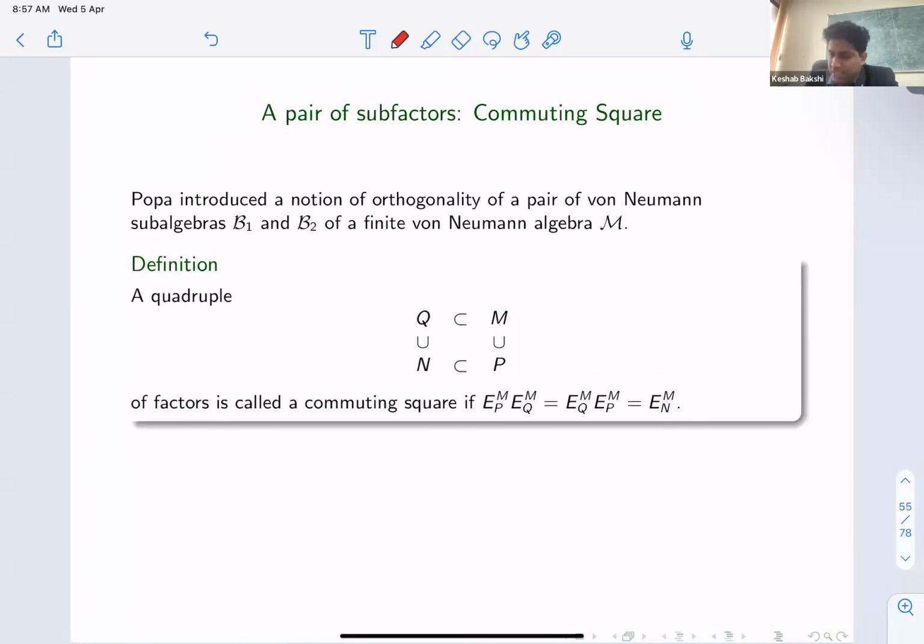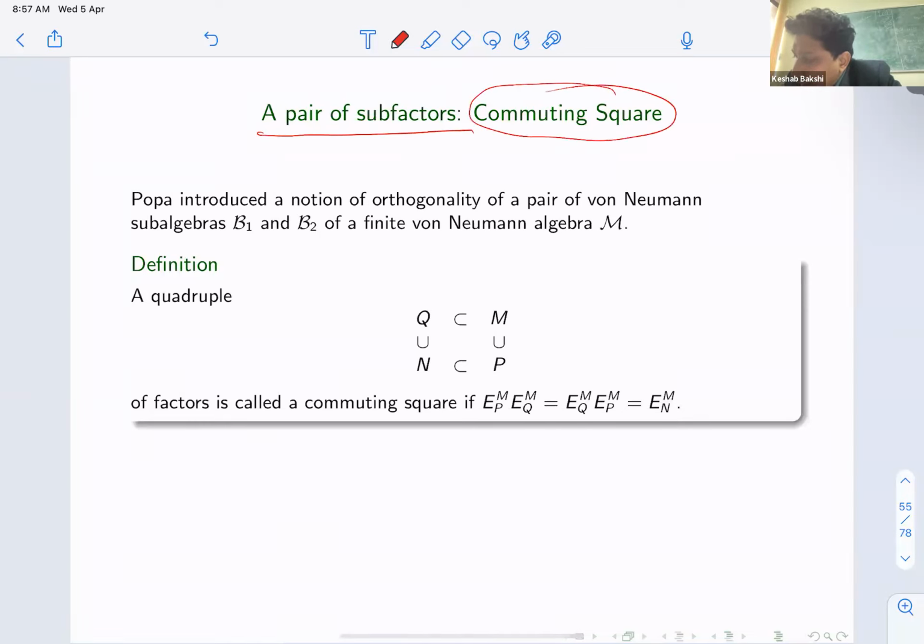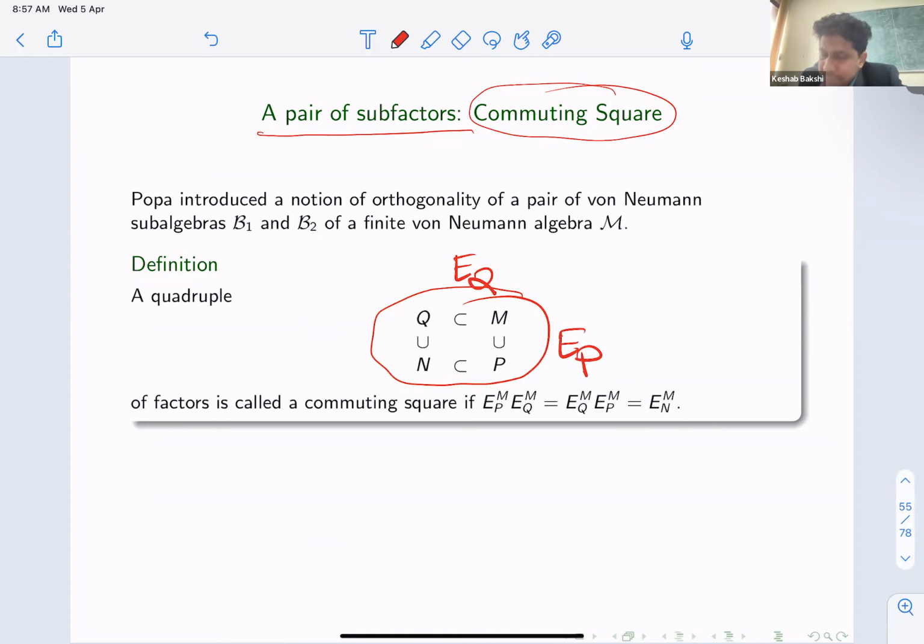So let me quickly say, for a pair of subfactors, the nicest thing is the commuting square. This is basically like independence of two random variables. Suppose we have a quadruple P and Q; we say it is a commuting square if the conditional expectation EQ and the conditional expectation EP commute, that is, if this diagram commutes. In terms of our angle, one can say that this angle will be pi by 2. So a 90 degree angle is equivalent to the commuting square condition, and this is very important in subfactor theory.